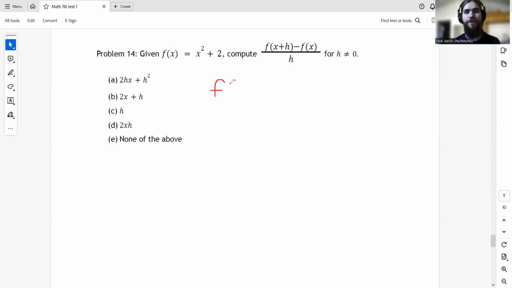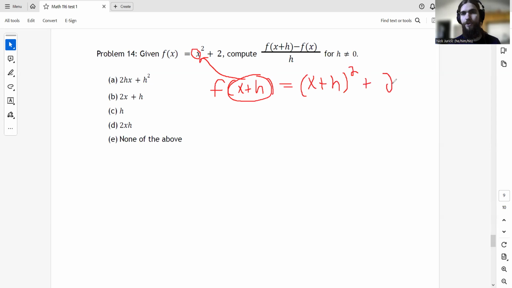So f of x plus h, let's break this into pieces. We're taking x plus h and plugging it in for x here. So it becomes x plus h, all squared, plus 2. And we can FOIL that out. We get x squared plus h squared plus 2. And don't forget in the middle, there's a plus 2xh that comes from the foiling, when the x's and the h's distribute to each other.